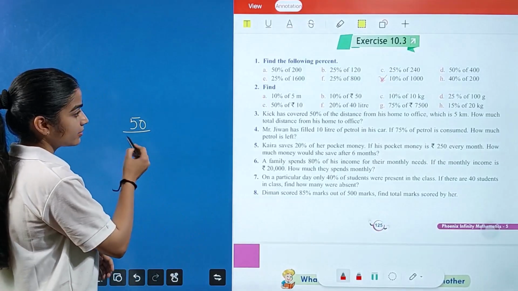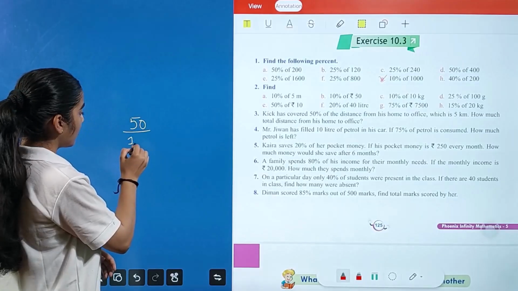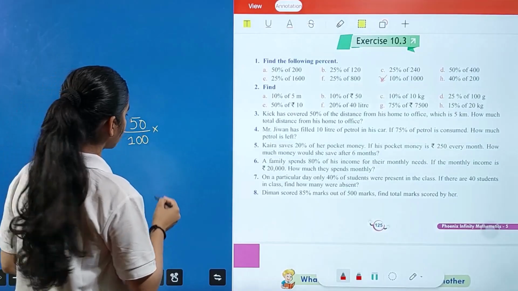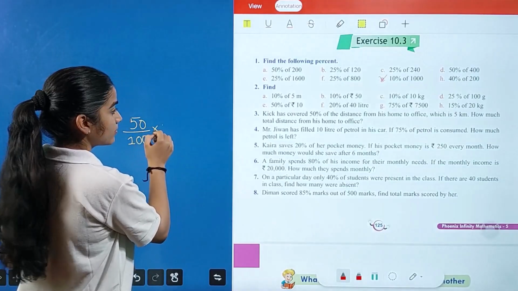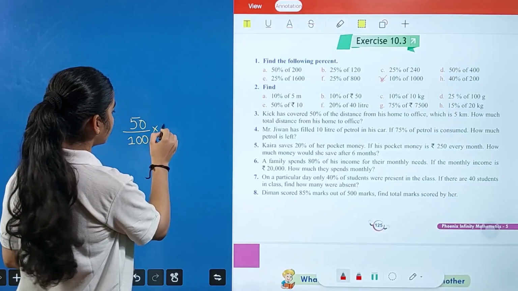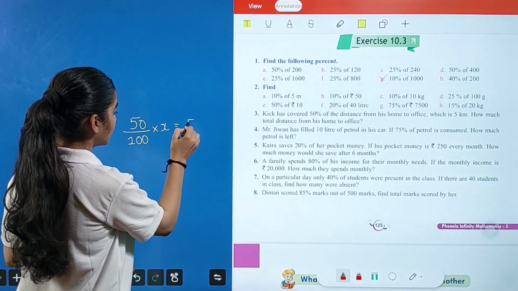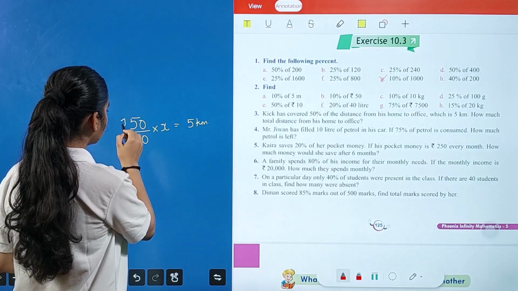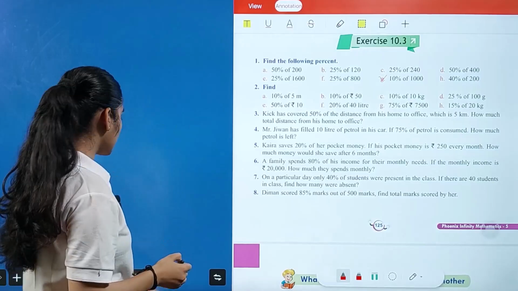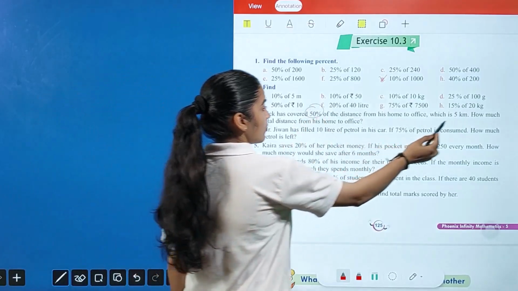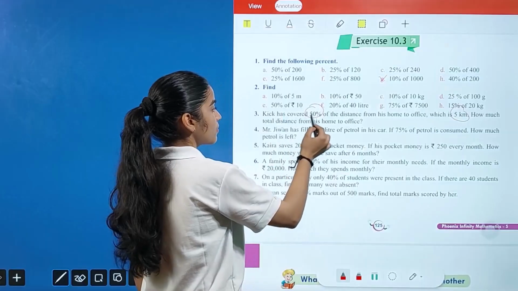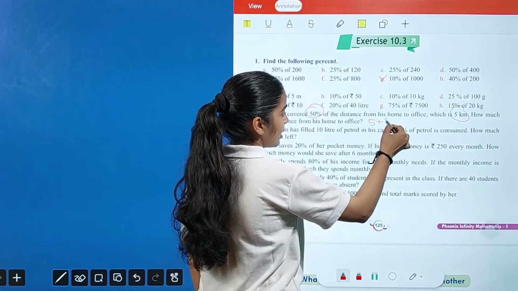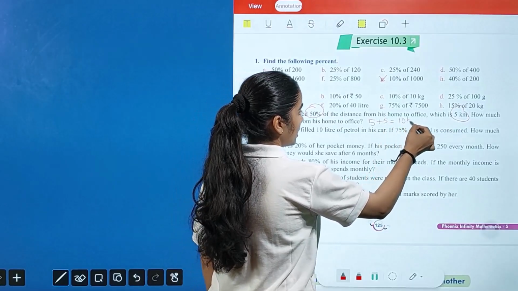But let's find it. 50% upon 100. We don't know the total of it. Total distance 100%. But this question is very easy. You can solve it. If 50% is 5 km, then the total distance, 50% means half of it. So 100% will be 5 plus 5. So the total distance is 10 km.